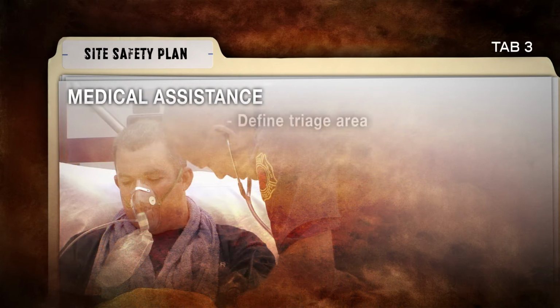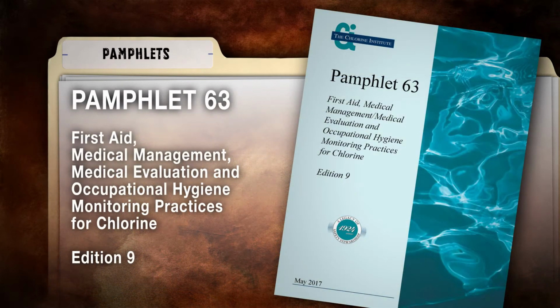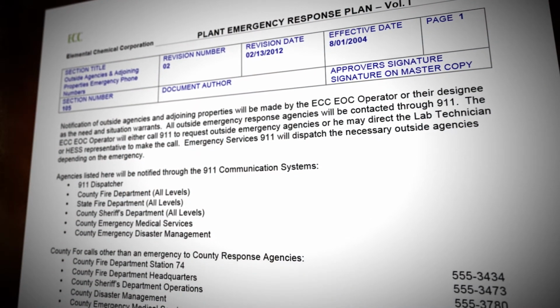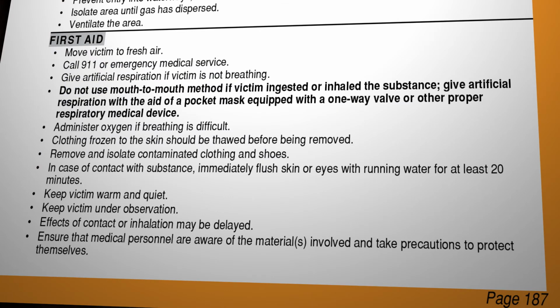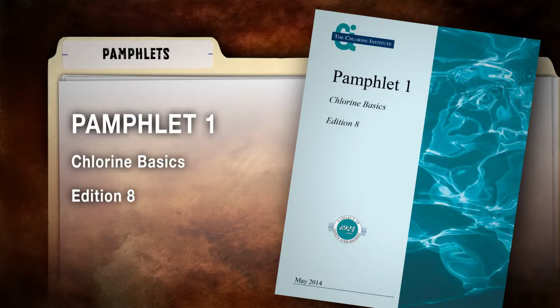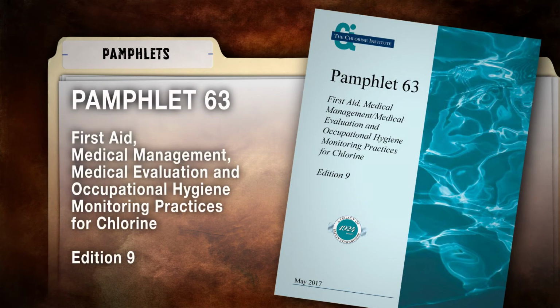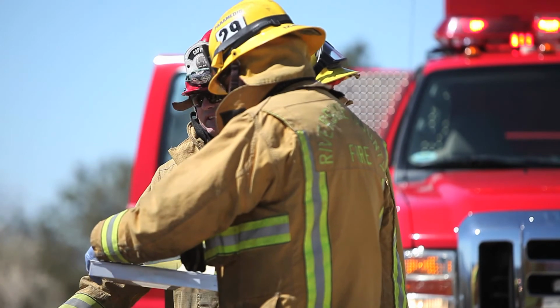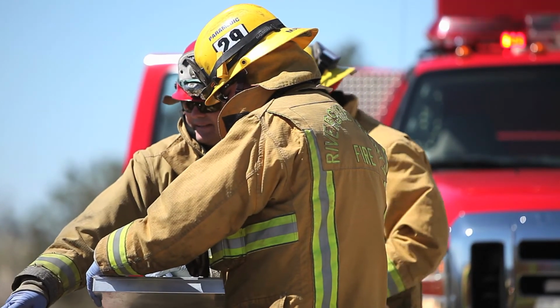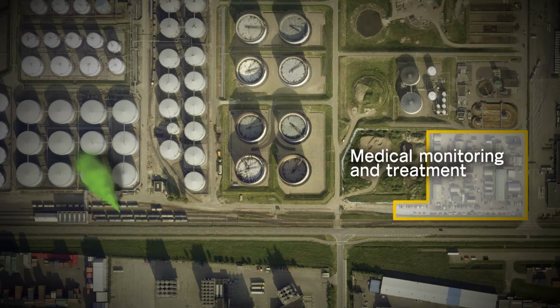Medical assistance information will define a triage area and identify trauma center locations, distances, and availability. The site safety plan can include ahead of time where to find medical treatment techniques for the known hazards at that location, such as how to treat for chlorine inhalations. This can include references to or access to Pamphlet 1, Chlorine Basics, and Pamphlet 63, First Aid, Medical Management Surveillance, and Occupational Hygiene Monitoring for Chlorine. The site safety plan must be updated during an incident to note the location of the medical monitoring and treatment area. This location must be situated away from any hazards created as a result of the incident.